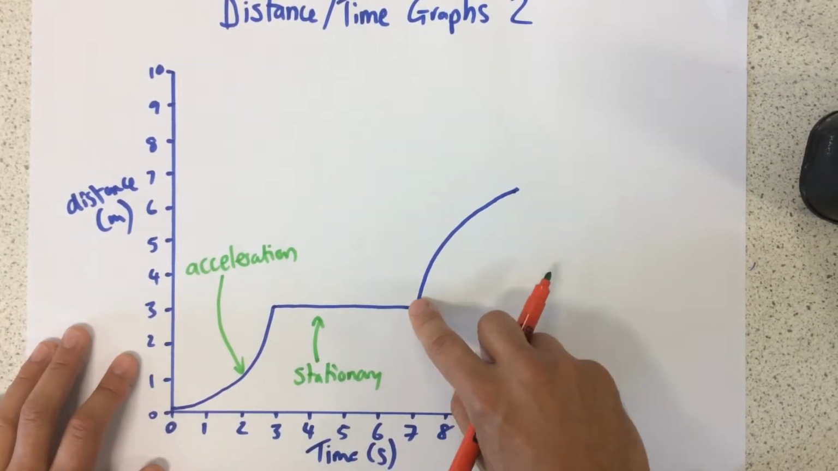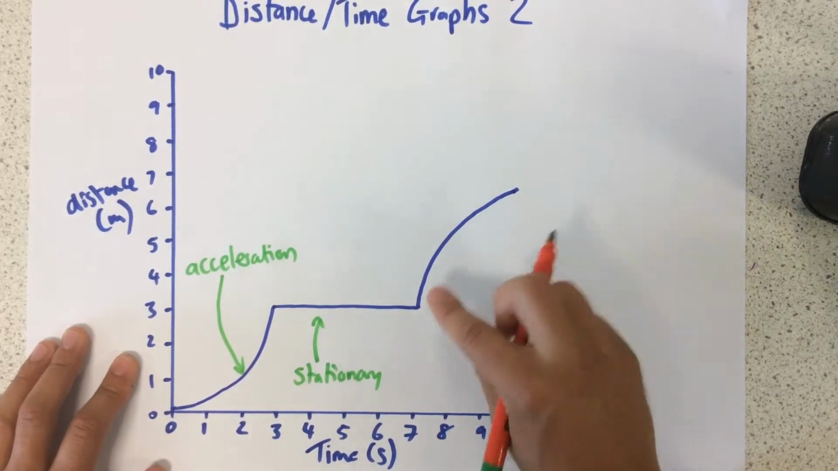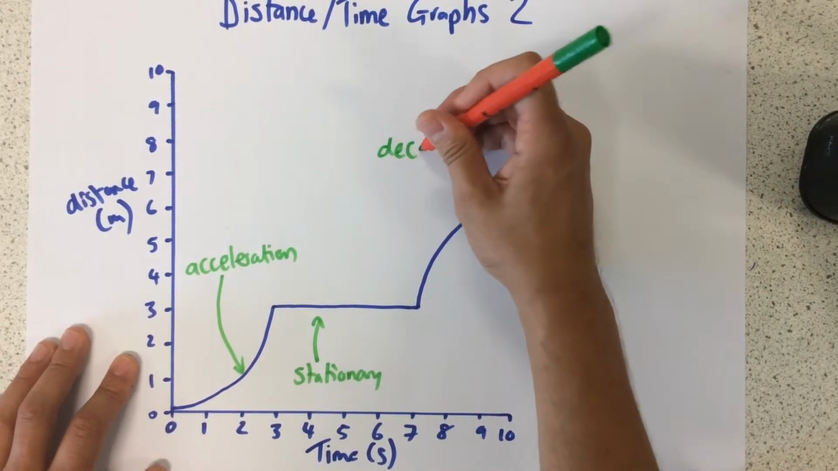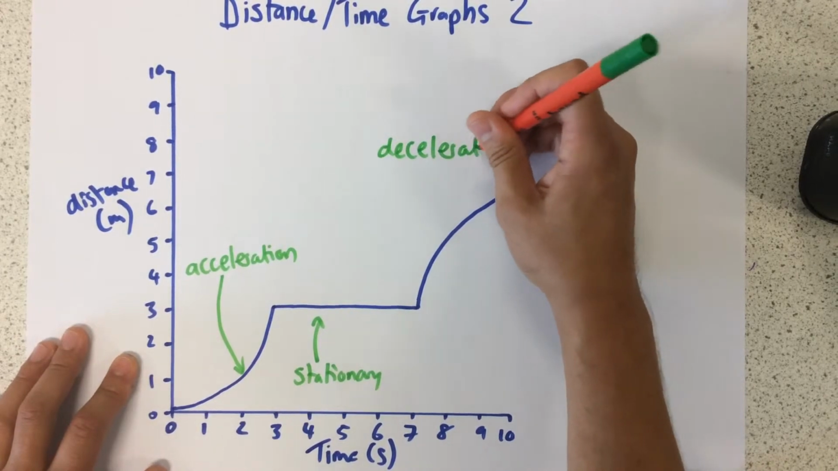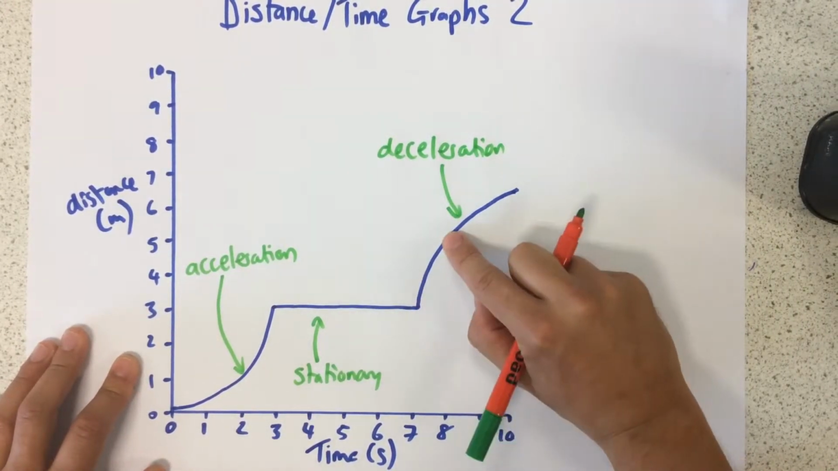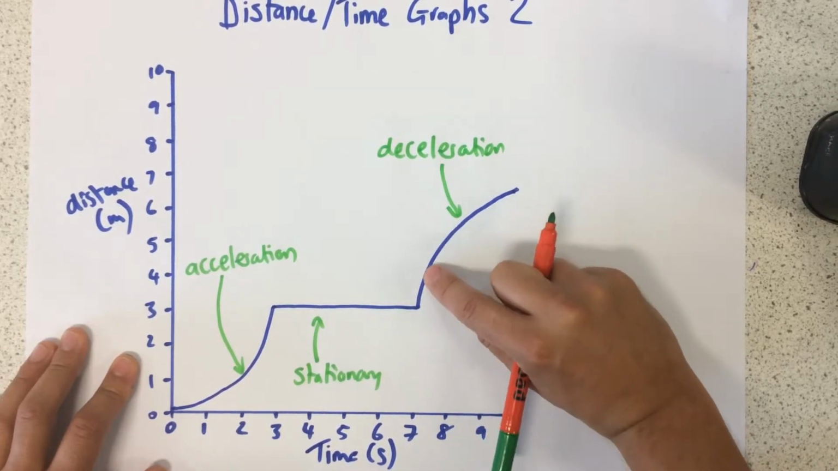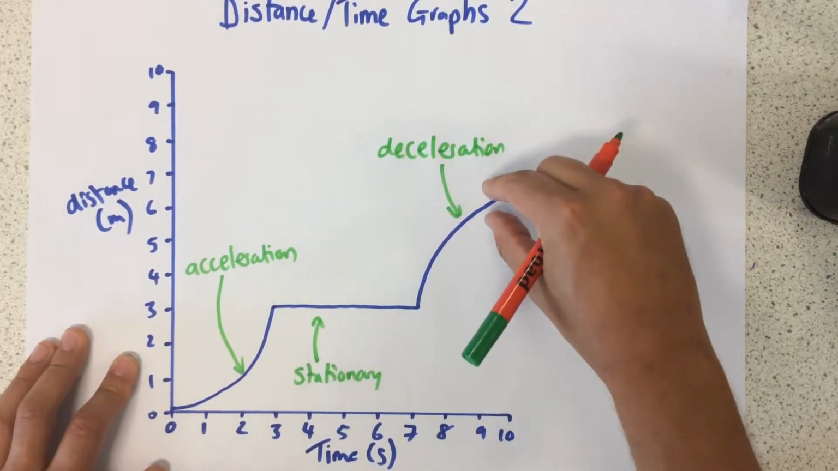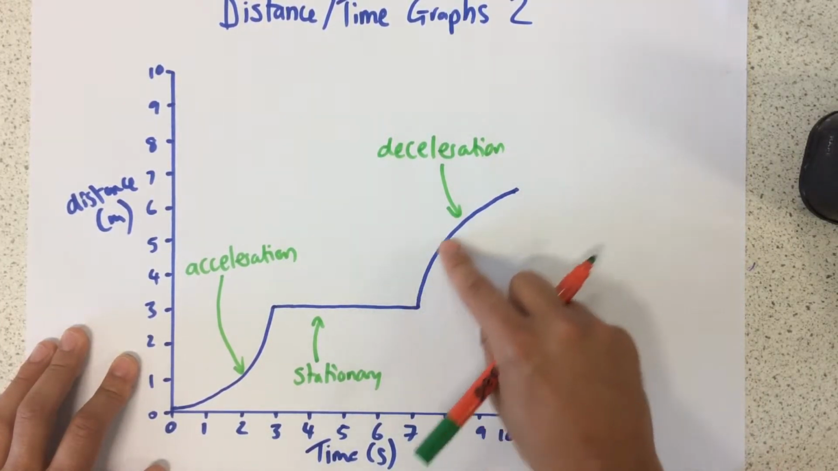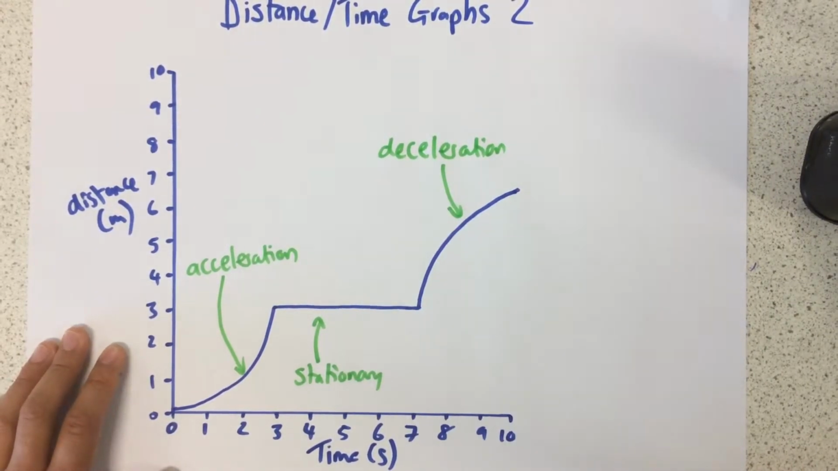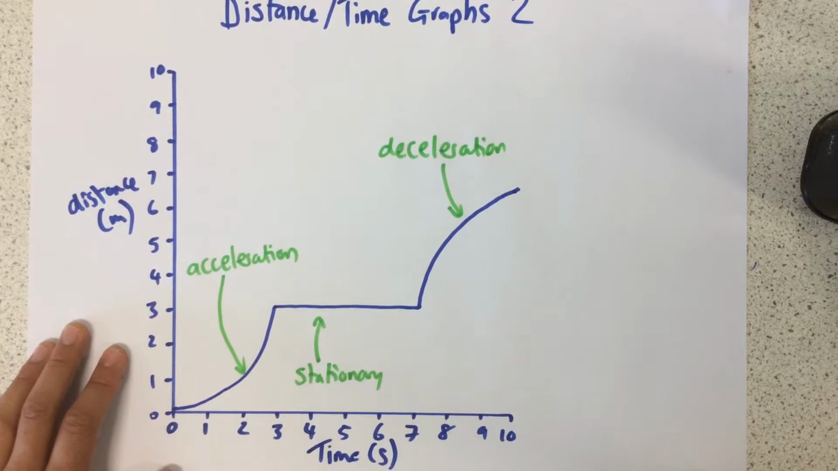Now at this point here, the object starts moving again, but when we have a line like this, it shows deceleration. That means getting slower. As we can see here, it starts off quite steep, so quite quickly, and as it goes on, as each second passes, we're going decreasing amounts of distance every single time. So if we have a curve like this, we have deceleration, which means getting slower.